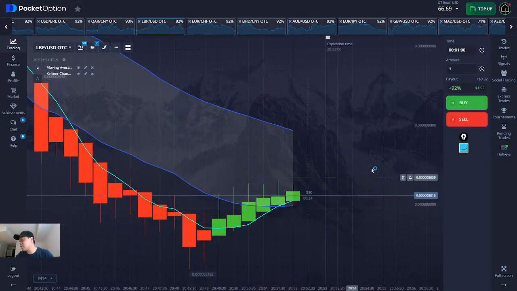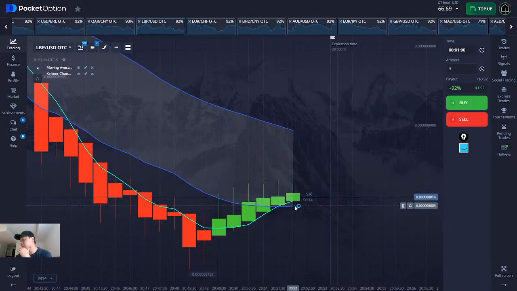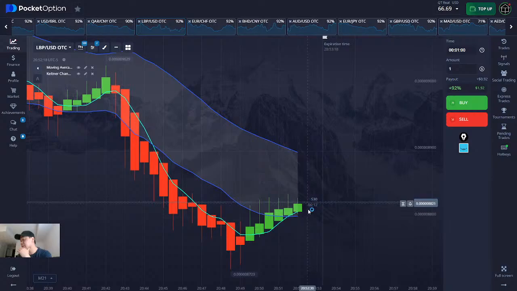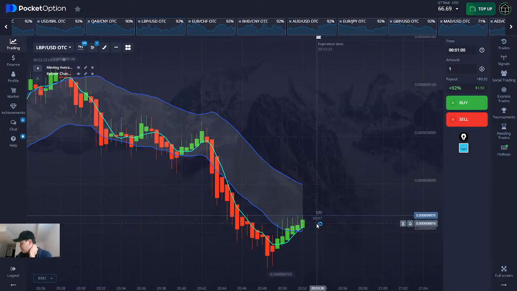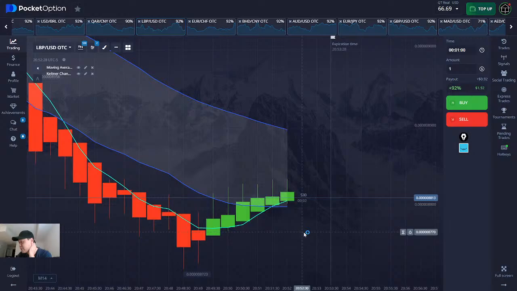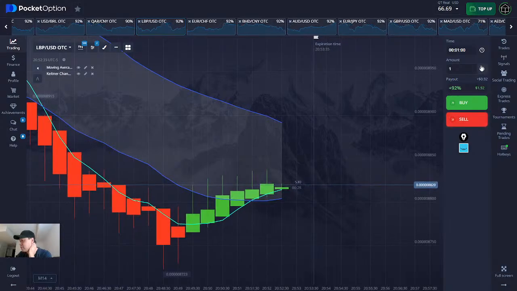Come on, print the red one. I'm gonna probably wait until it prints a red one. Yeah, no, see? That's why I gotta wait probably until the end of the candle. Let's see. Goes back up. It's looking quite weak.